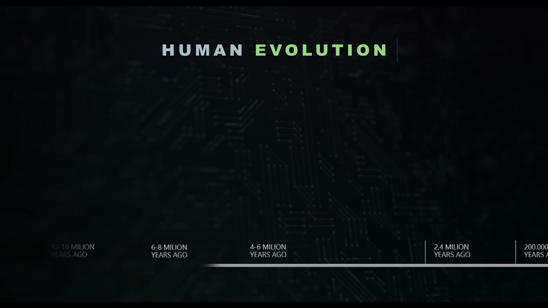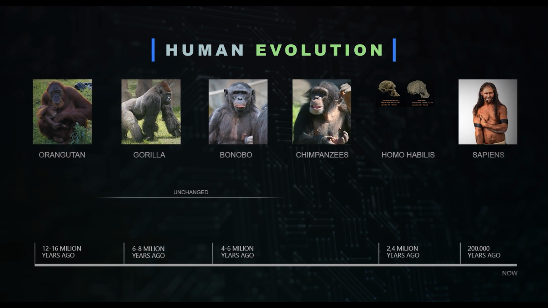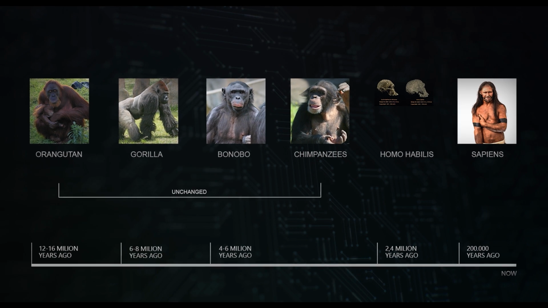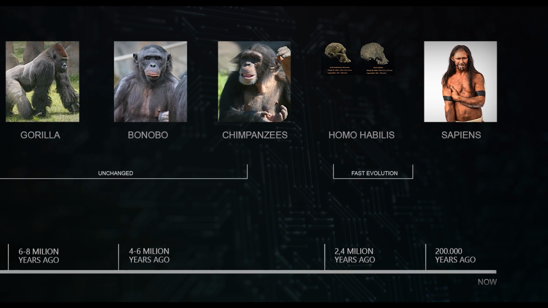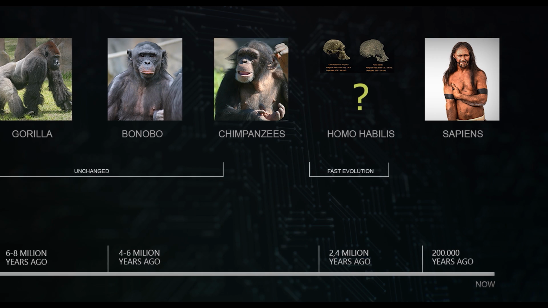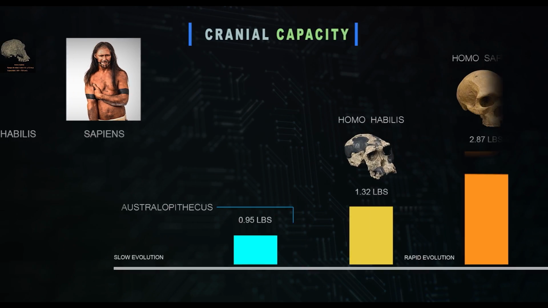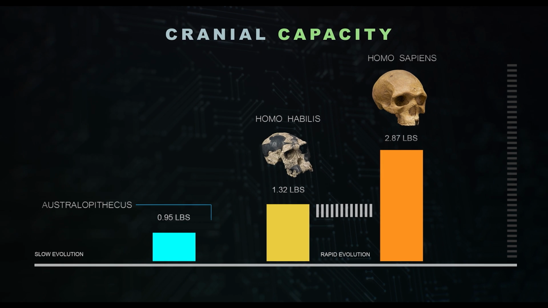Moving on to human evolution, we see how primates remained almost unchanged for many millions of years. Yet in a short genetic time, the hominins appear to have undergone radical changes. Between the species Australopithecus and Homo habilis, the increase in brain capacity is dramatic and disproportionate when measured on a genetic timeline.